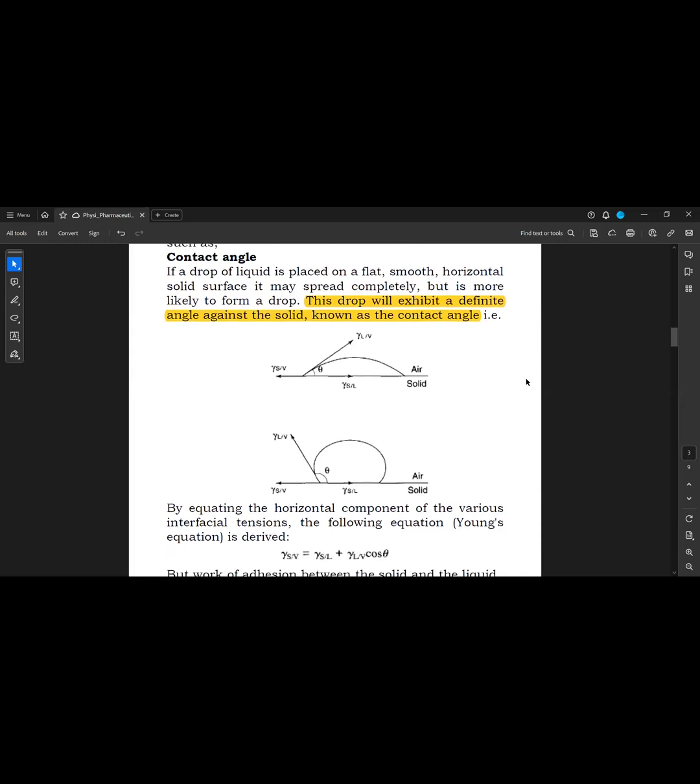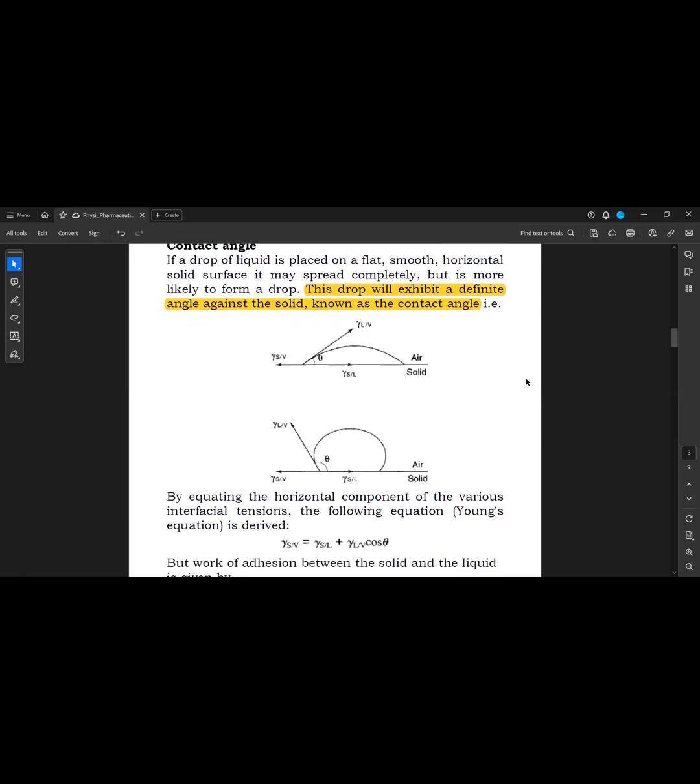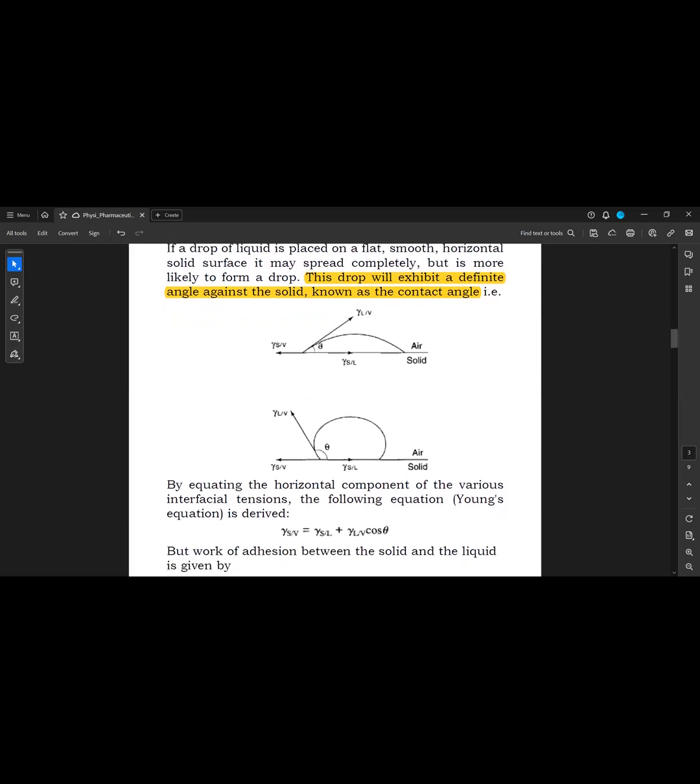So we're assuming this line over here would be the desk, and on top of the desk there's air, and what is formed over here is the water droplet. You see where the water droplet is coming into contact with your solid, which is your desk, there's an angle over here, and this is what we'll call the contact angle.